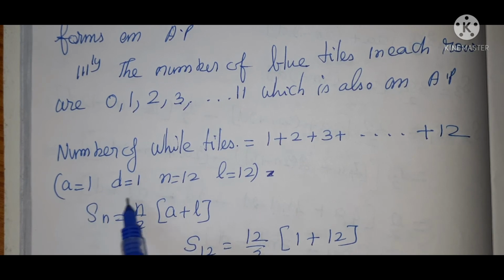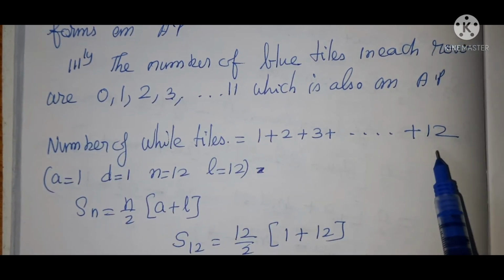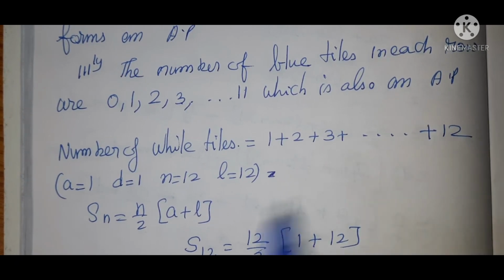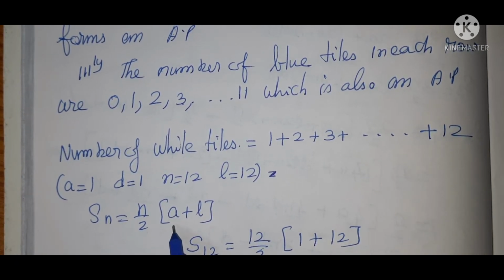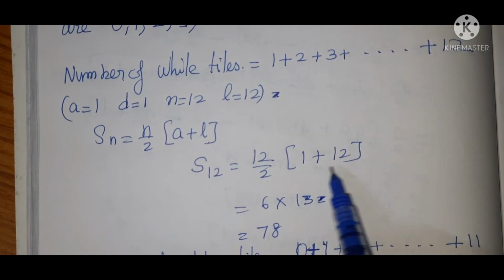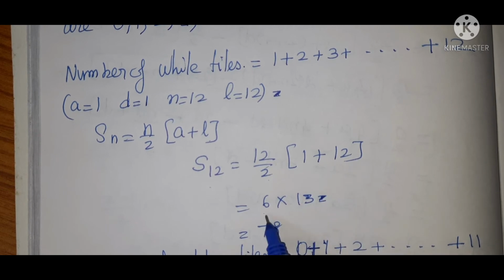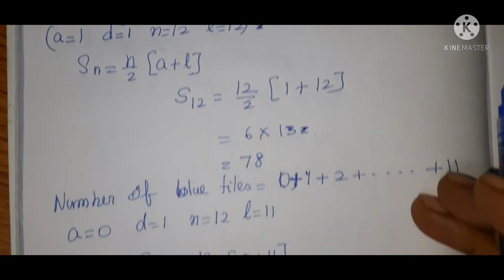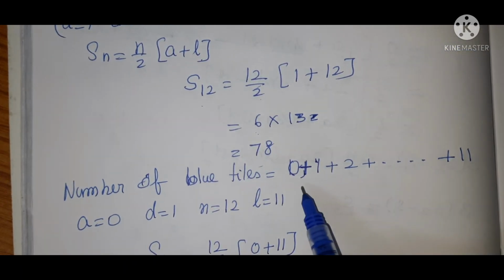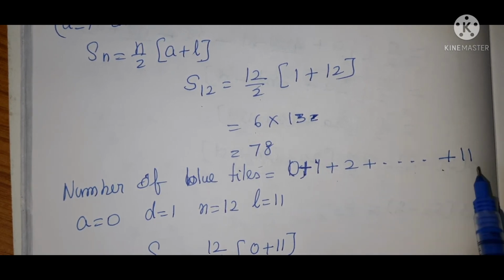Here a is 1, d is 1, n is 12 and l also 12. Last term is 12, number of terms is 12. Sn is n by 2 into (a plus l). S12 is 12 by 2 into (1 plus 12), which is 6 into 13, so 78. Number of blue tiles: 0 plus 1 plus 2 plus and so on plus 11.